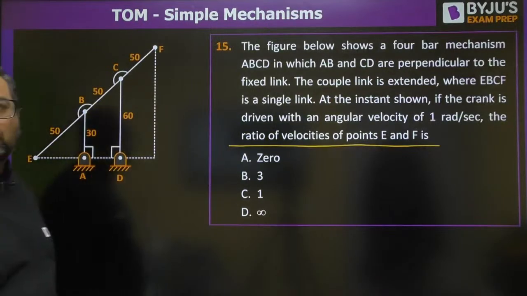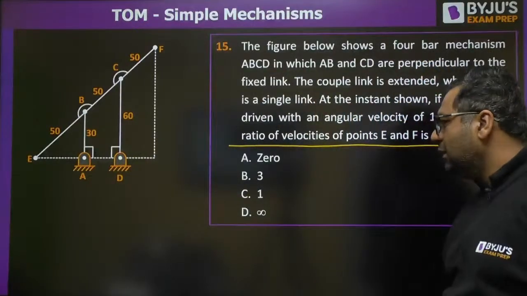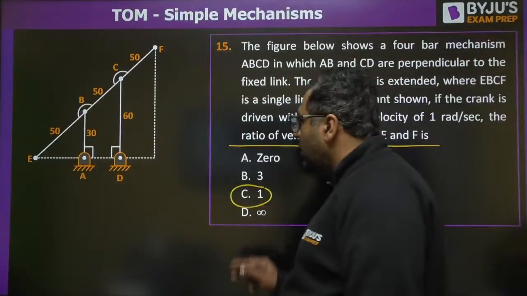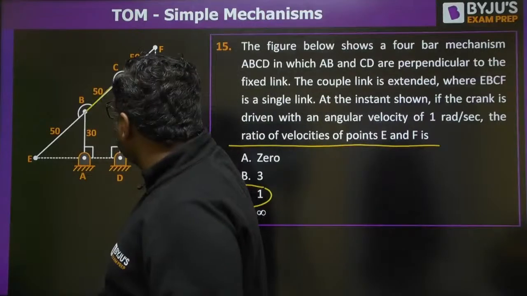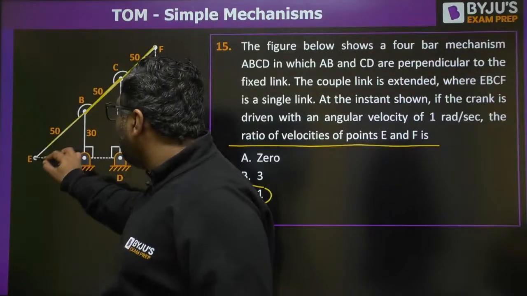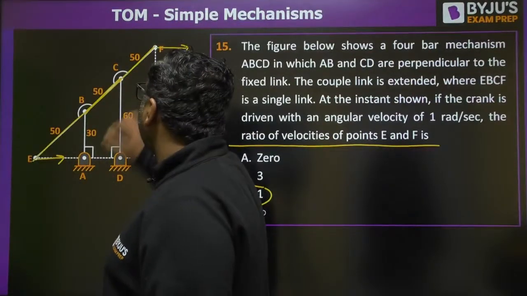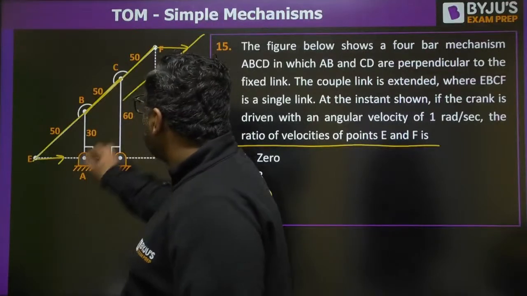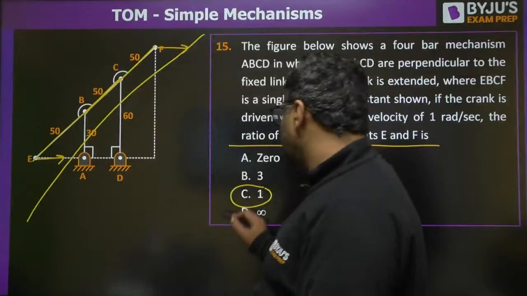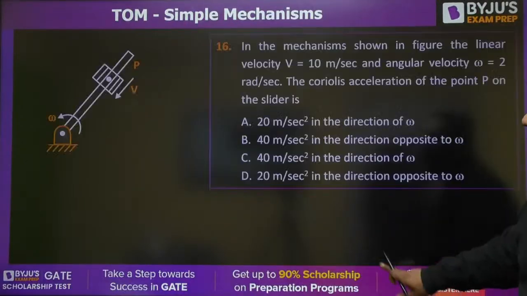If you see this question number 15, the answer would be 1, because you know this BC link is in pure translation. Any point on this link would have the same linear velocity. So velocity of E and velocity of F are going to be the same. The ratio of their velocity is going to be 1. The answer will be 1 for this. बहुत ही बढ़िया भाई. Faisal, बहुत ही बढ़िया.